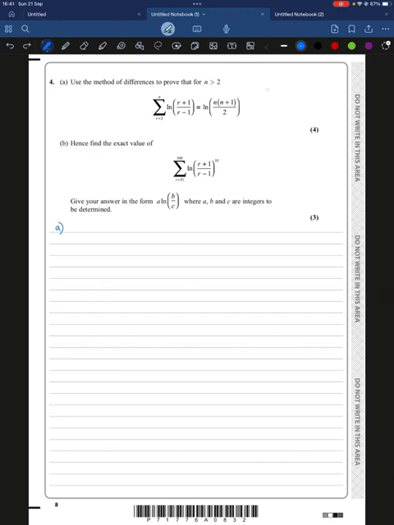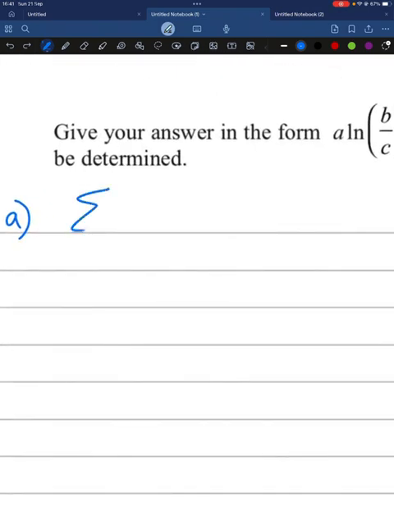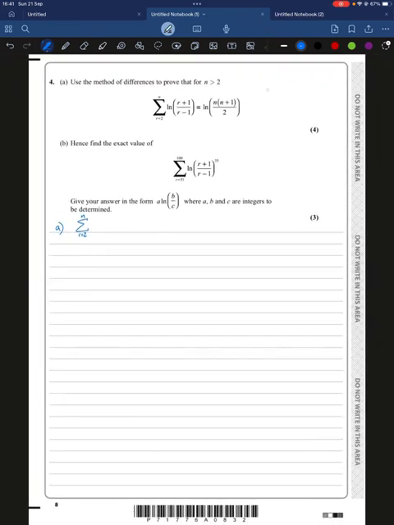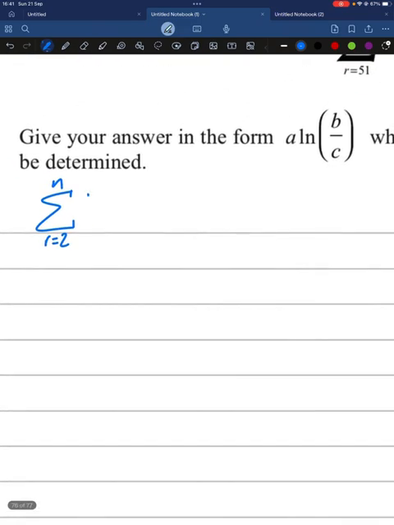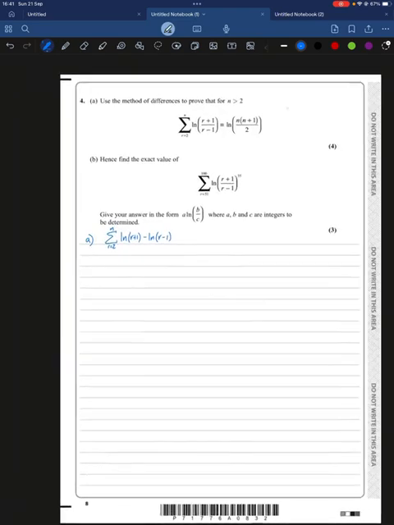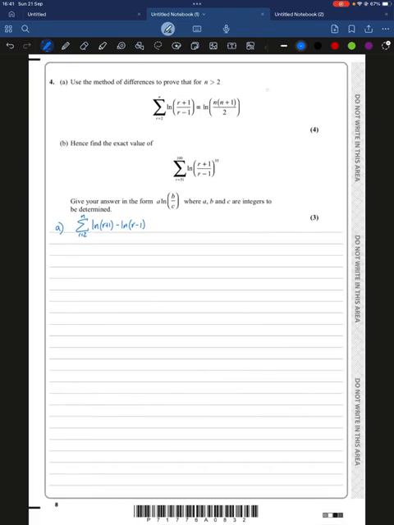Okay, right, so we know our log law, so what we're going to get is the sum from r equals 2 to n, right? We know that ln of a over b is ln a minus ln b, so we can use that rule over here. So we're going to get ln of r plus 1 minus ln of r minus 1. That's what it was, right?